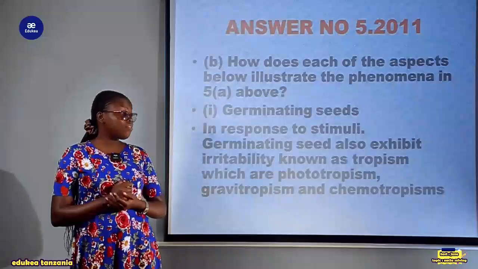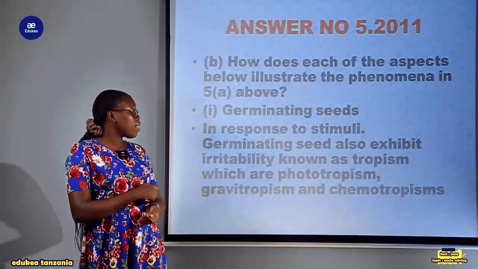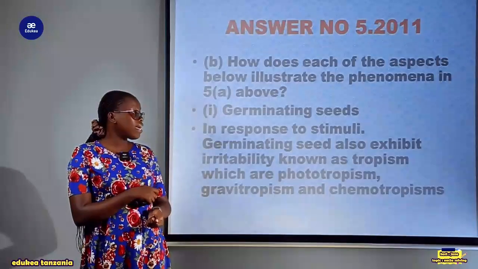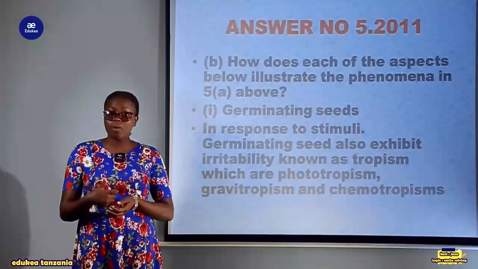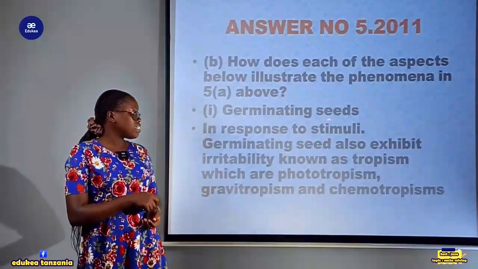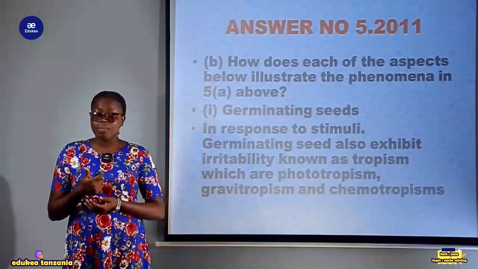Question number 5, Roman B, needs you to describe how each of the following aspects below illustrates the phenomenon in A above, and that phenomenon is irritability. So, how does the germinating seed show irritability? Germinating seed.